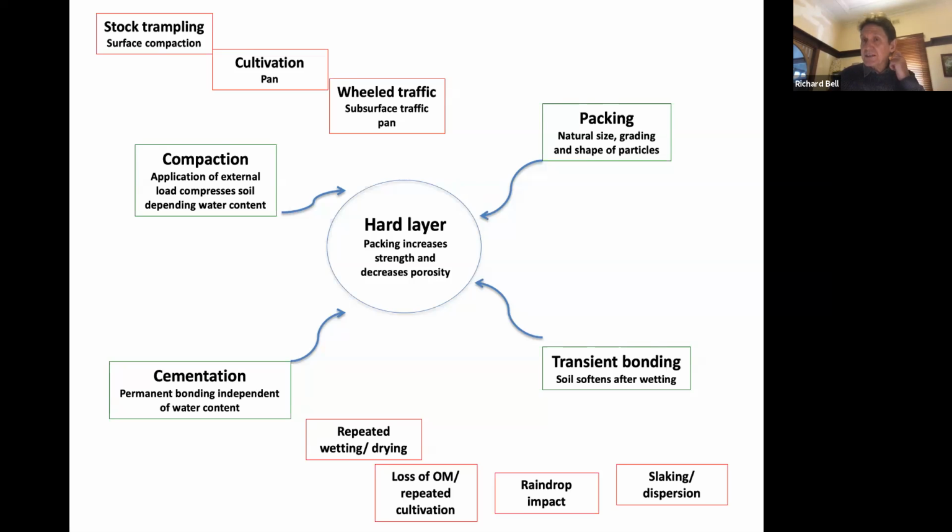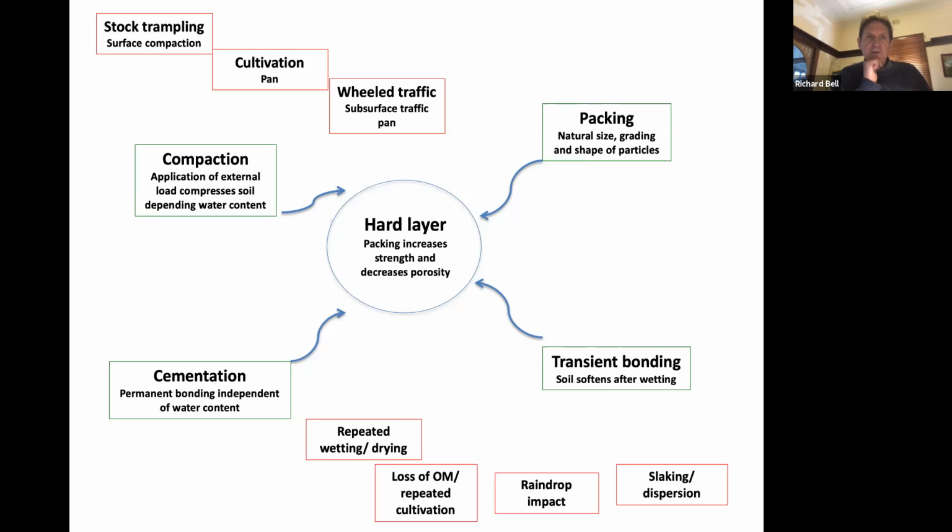Loss of organic matter by any means, usually by repeated cultivation, is a process that reduces the stability of soil structure. And repeated wetting and drying can actually be a positive influence that helps to naturally reform soil structure.